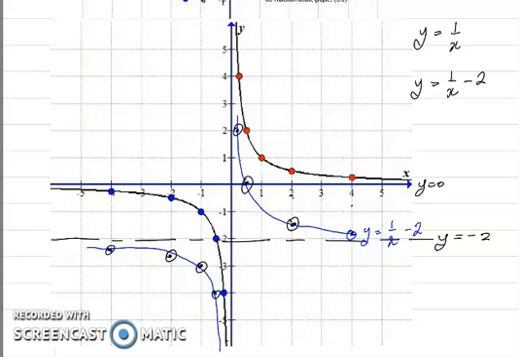Bear in mind, the y-axis and the x-axis were both asymptotes. And after we transform or translate the graph, the y-axis remains an asymptote, and the line y is equal to minus 2 becomes a second asymptote.